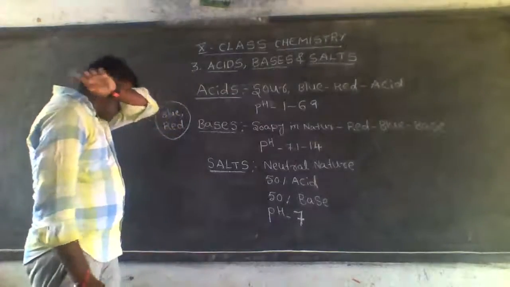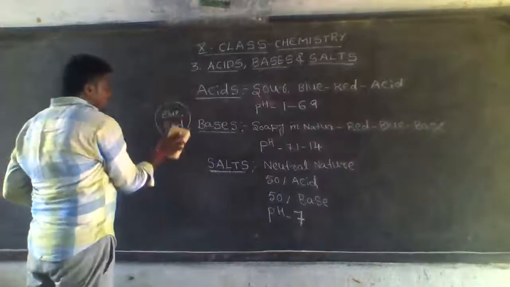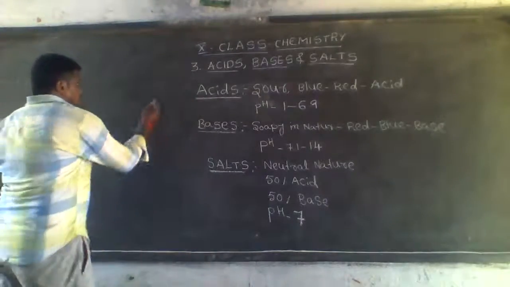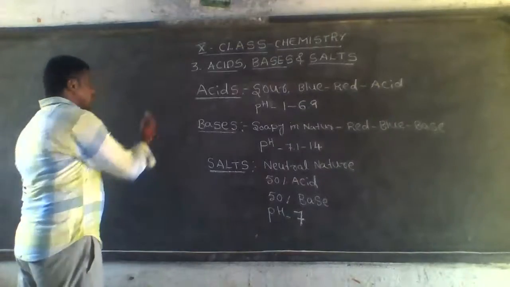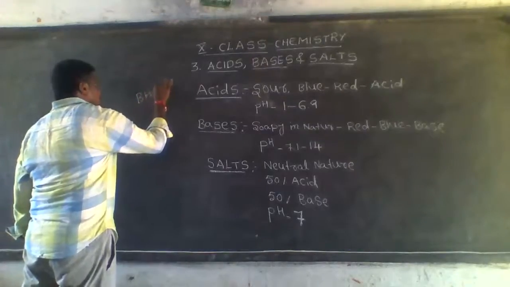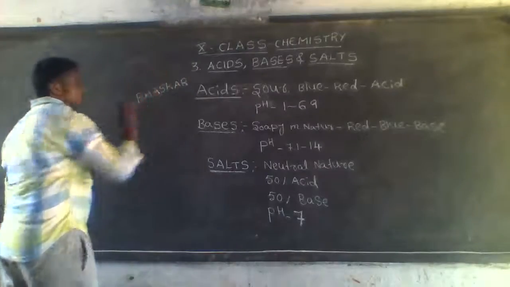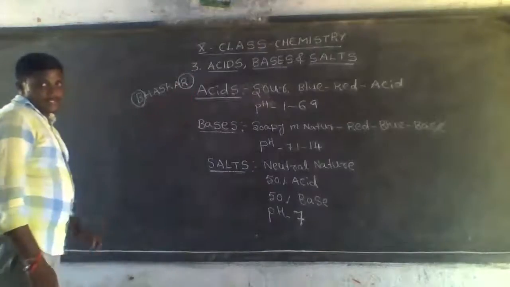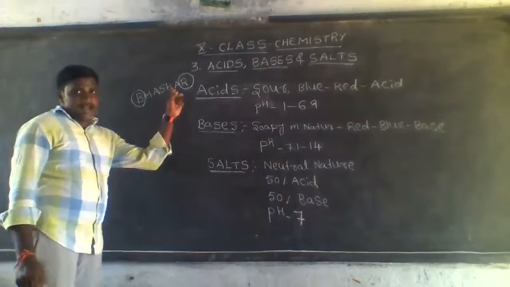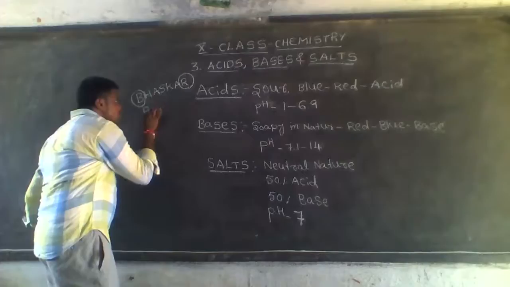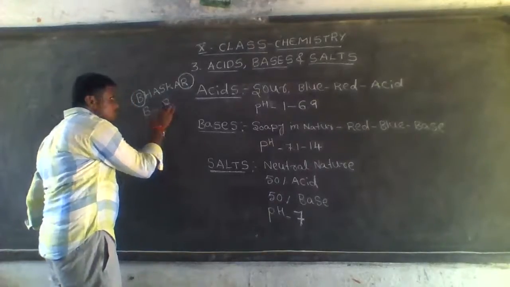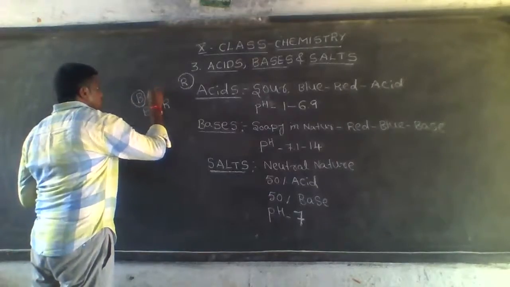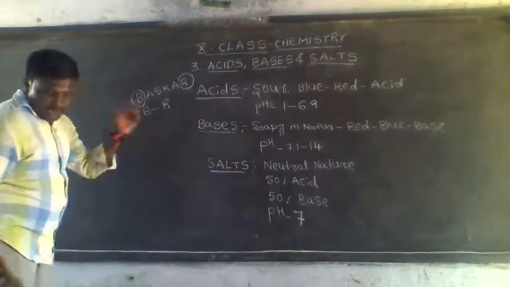So listen, most important: blue litmus, red litmus, how do you identify which one is acid and which one is base? Just a trick. Listen, my name is Bhaskar. First letter B, last letter R. So B to R, and a blue litmus converted into red litmus.